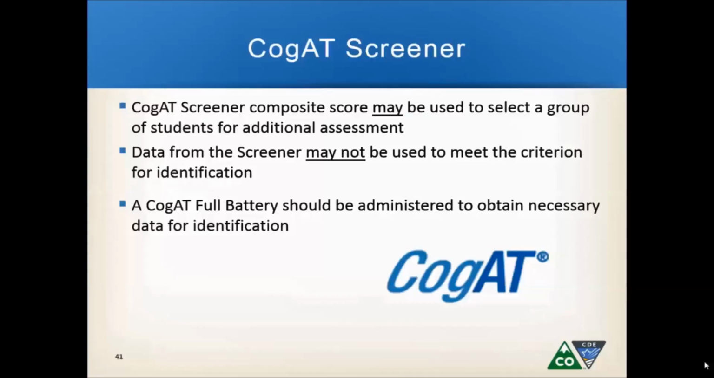The data that we receive from the COGAT screener may not be used as the criterion for identification, in other words, qualifying data. For those students who score at a certain level on the COGAT screener, the district would then want to move forward and administer a COGAT full battery to obtain the necessary information for possible gifted determination.